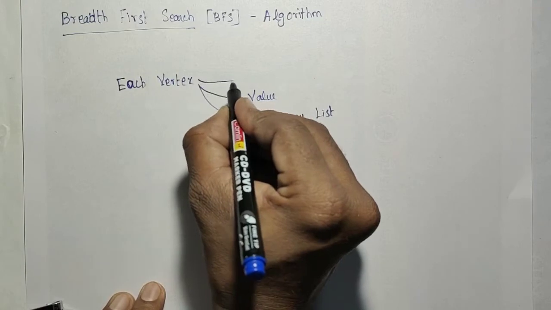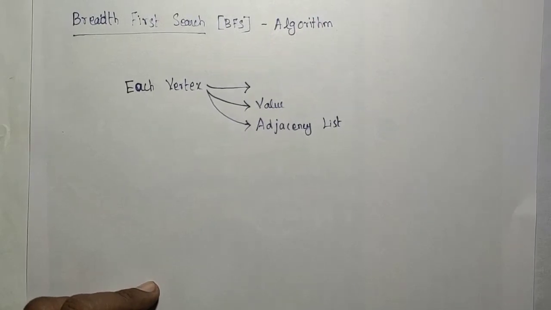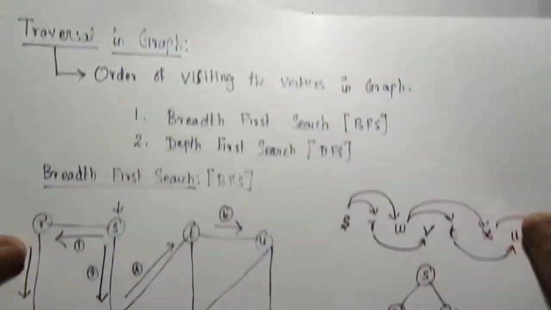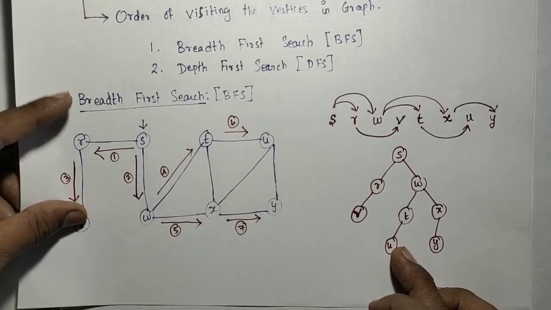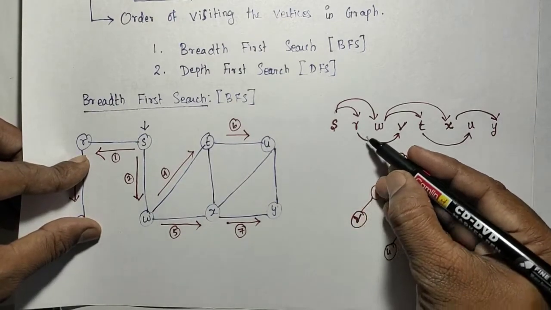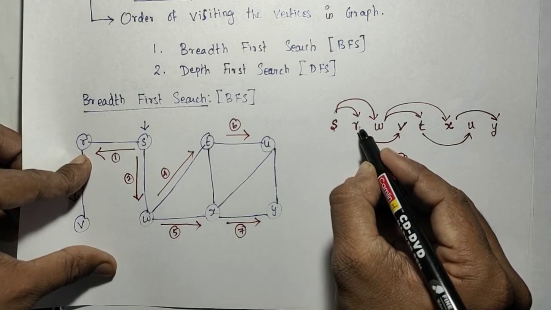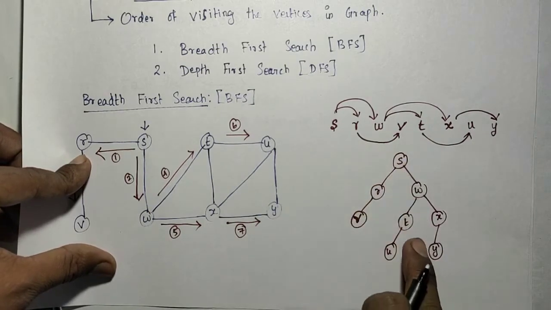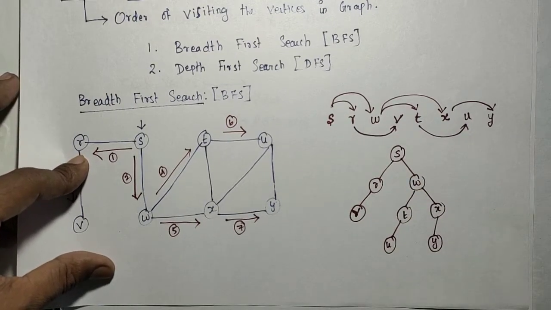And then we need one more property to store the parent of a node. Why do we need this parent property? In the breadth first search algorithm, finally we will get a tree. We need to know the order of visiting, and that a particular node is visited by whom. Who is the parent of the particular vertex in the resultant tree? So R is visited by S, and T is visited by W.